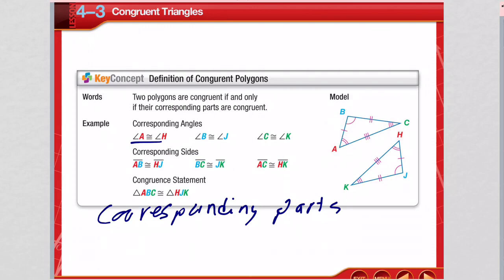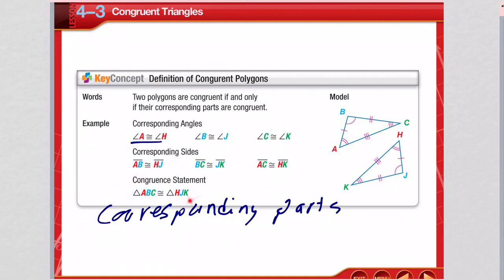And then we have angle B, which is marked the same as angle J. And then angle C is marked the same as angle K. It also tells me that AB is marked the same as HJ, BC is marked the same as KJ, and AC is marked the same as HK. Since I know all three sides and all three angles are congruent in each triangle, I know they're congruent.